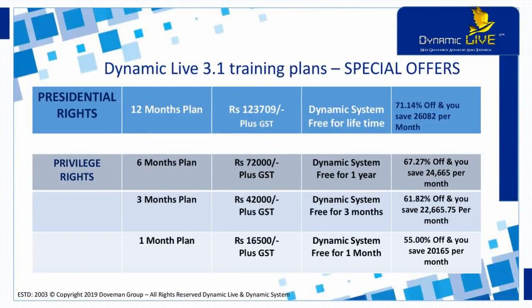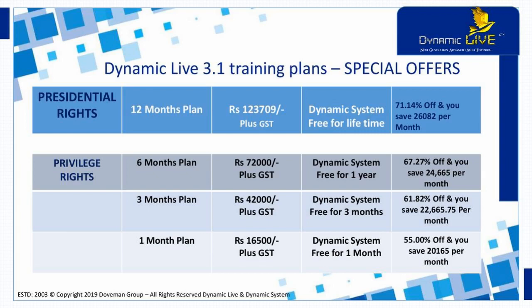Now here are the special offers. First thing, privilege rights. You get the same 12 months plan. Instead of 4,39,000, you get it at 1,23,000, where you get dynamic live for 1 year, and you also get dynamic system free for lifetime. You're getting almost 71% off on this. And we have these privilege rights where you have a 6 months plan also at 72,000. You get dynamic live for 6 months, and you also get dynamic system free for 1 year. Okay, and then we have the 3 months plan at 42,000. You get dynamic live for 3 months, and you also get dynamic system free for 3 months.